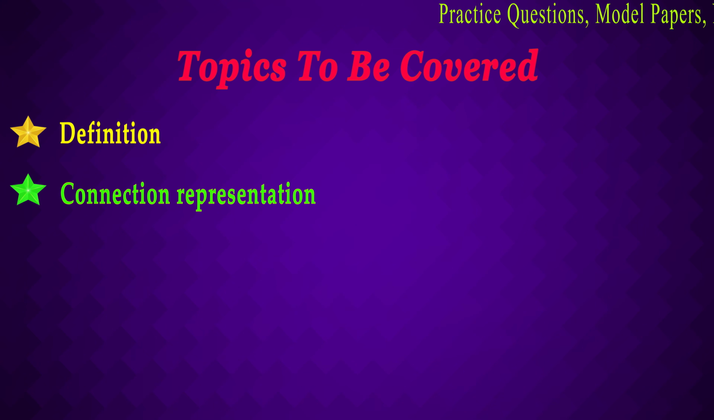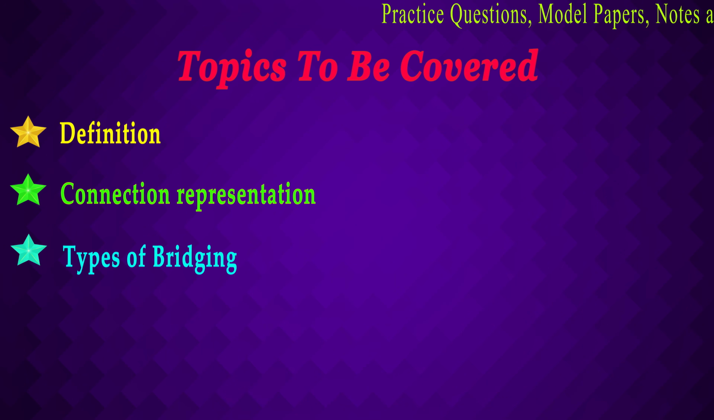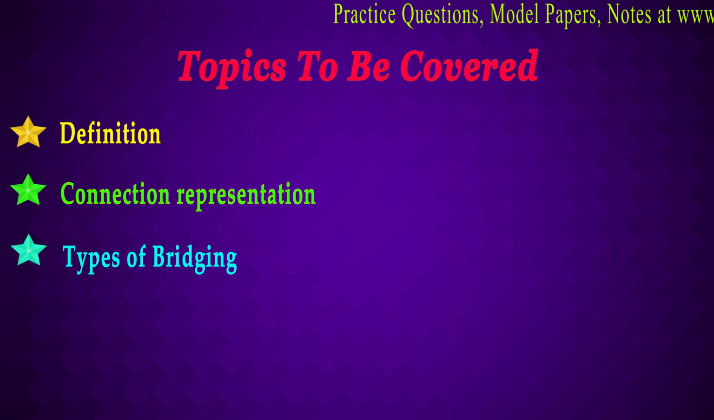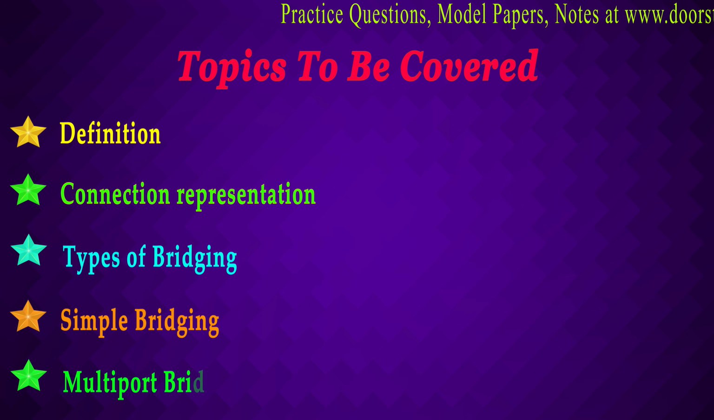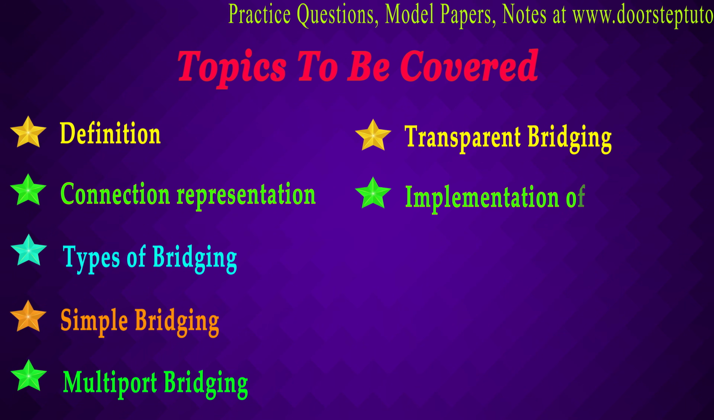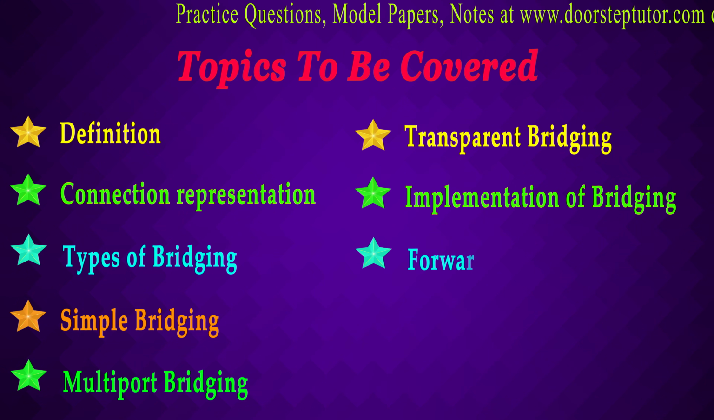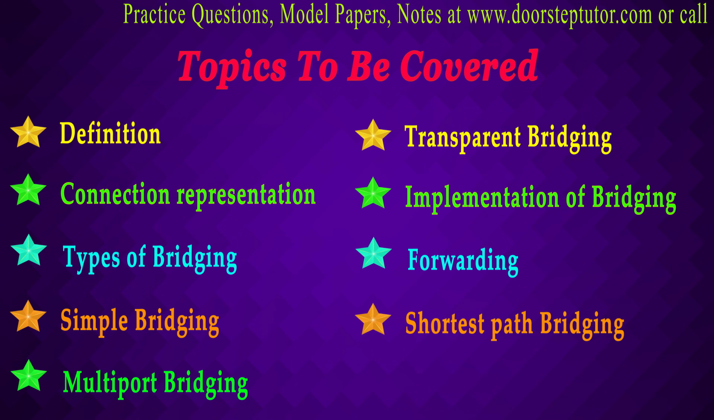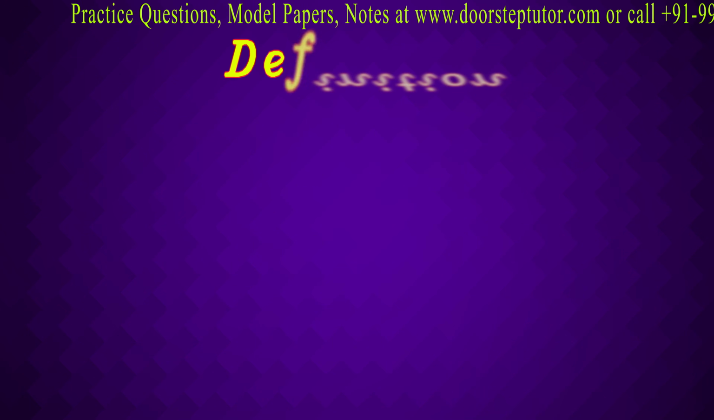Then we will discuss the different types of bridging that are used in the network according to the requirement. Then we will discuss the types in detail, that is simple bridging, then multiport bridging, then transparent bridging, then implementation of bridging will also be discussed. Then in the last we will discuss forwarding and shortest path bridging. And in the last we are having some MCQs. So let's start with our first slide.